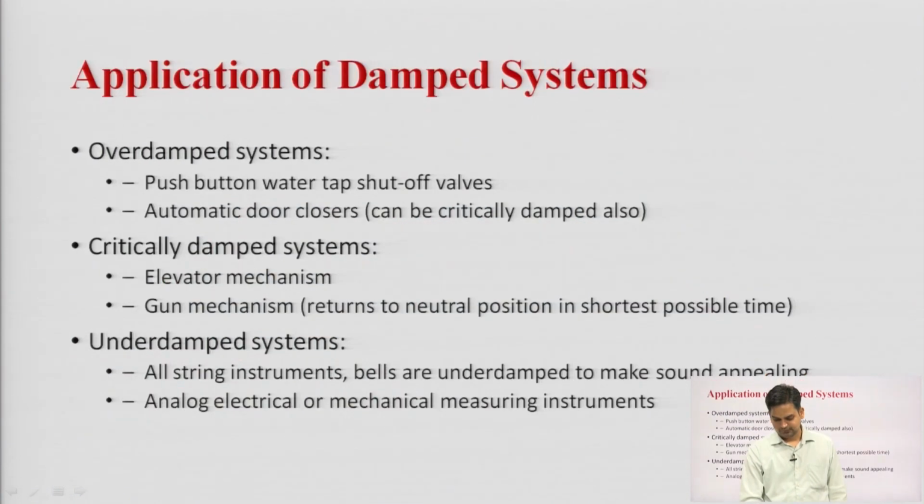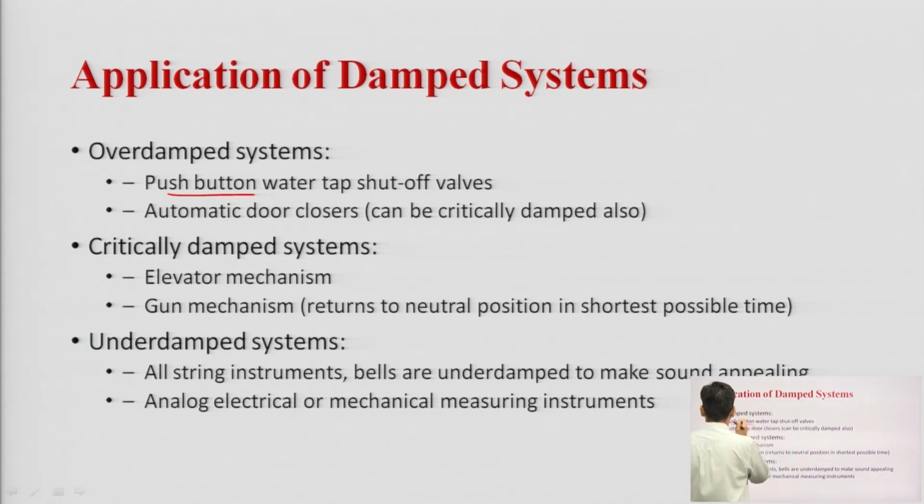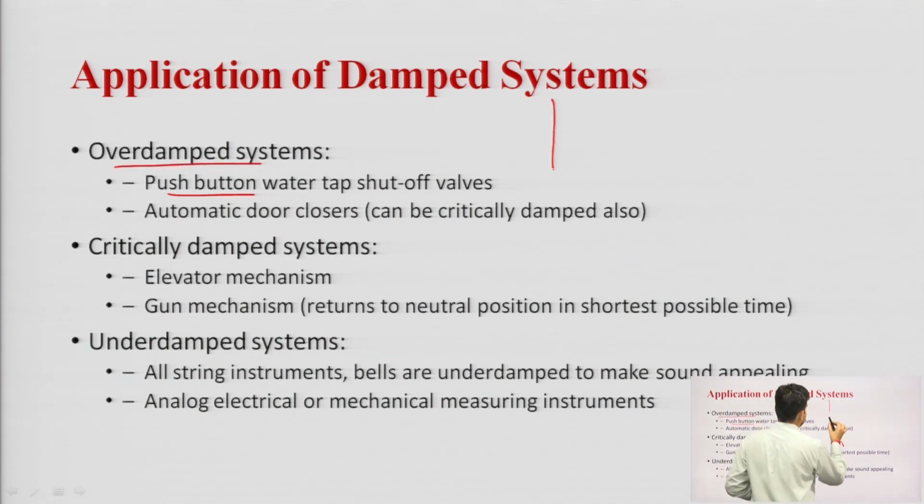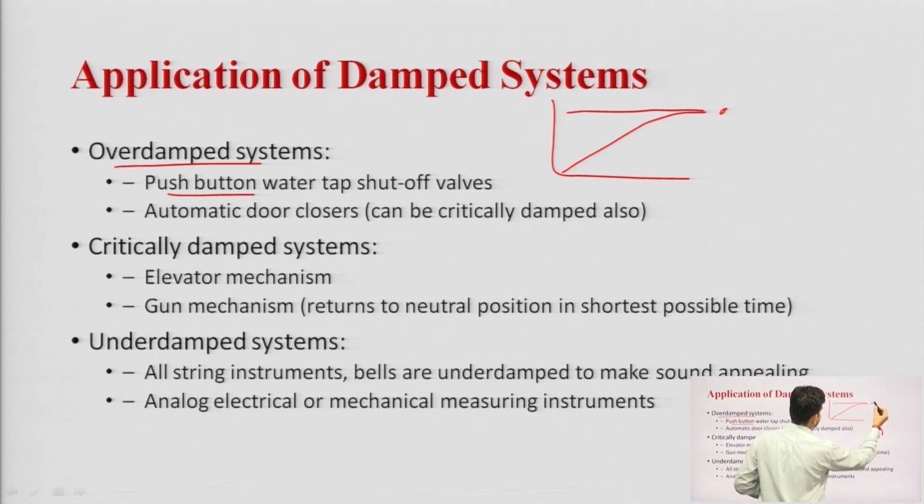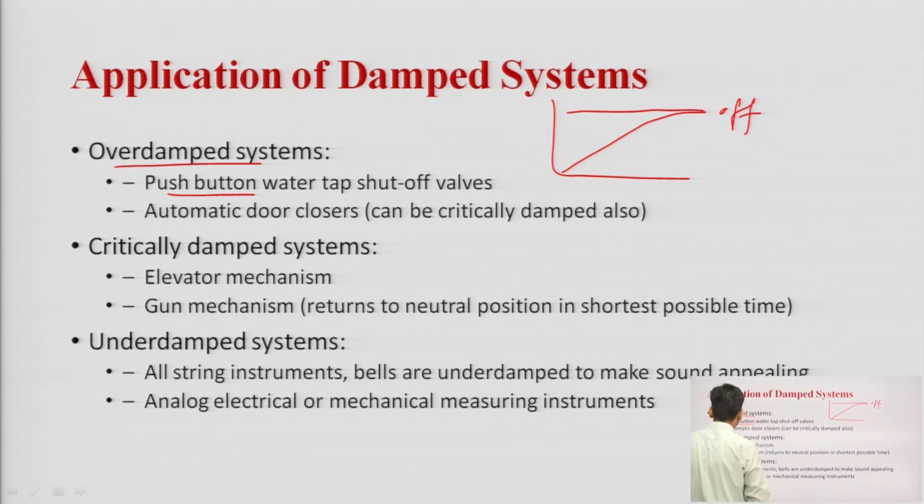Now, we would like to see the basic applications of these damped systems. For an overdamped system, one application is the push button water tap. You have seen, whenever you go to the airport or any mall, the automatic water system. When you press the button on the tap, it will give you water. When you release it, after some time it automatically shuts off. So, this belongs to the overdamped system. It means initially you disturb the state and slowly it will reach the off state. So, this will be the category of overdamped system.